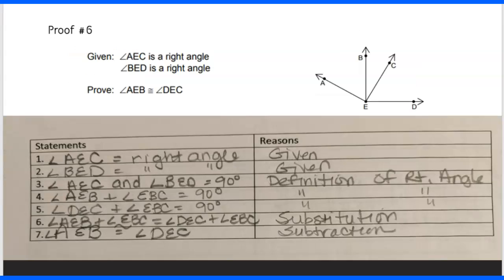All right, let's move on to proof number 6. AEC, this guy right here, is a right angle. BED is a right angle. Prove that AEB equals DEC. Okay, now this one's harder to see, and in my diagram, which I didn't put up here, I put a little box here to represent the right angle for AEC, and I put a little box to represent BED.